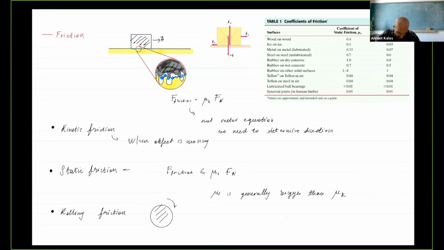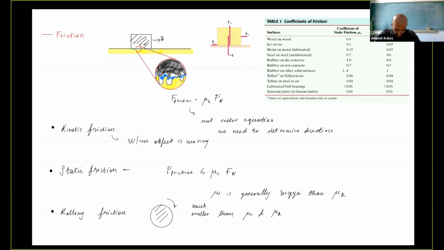So when this object rolls, you may think there's no friction, but actually there is, because there's still some microscopic contact. There's some atomic things going on, but generally this is much smaller, actually much smaller than mu s and mu k. So we will generally neglect that. Most of the time, we will not talk about rolling friction.